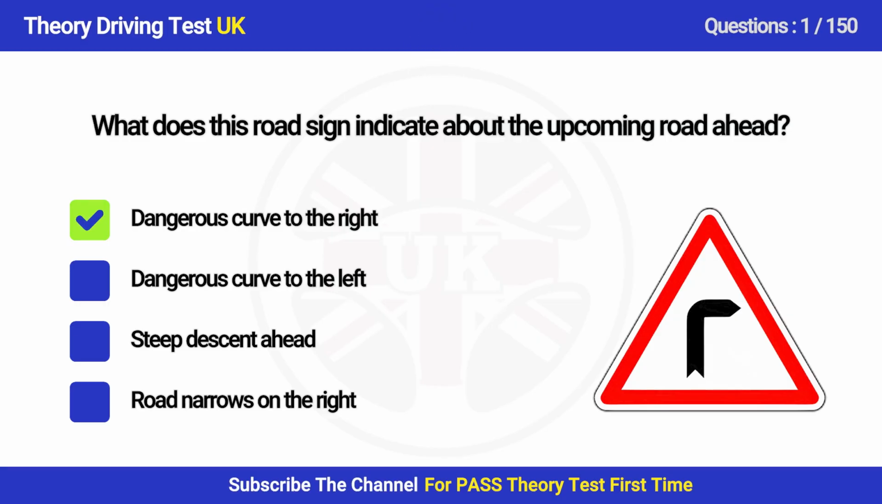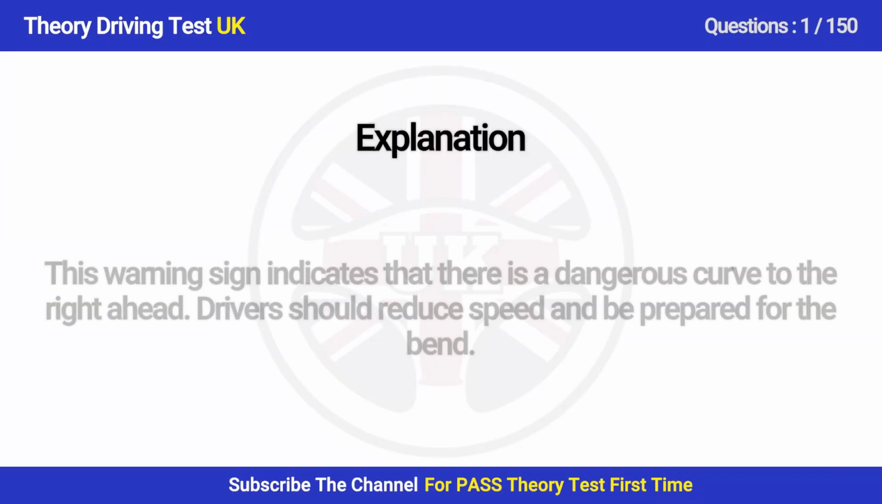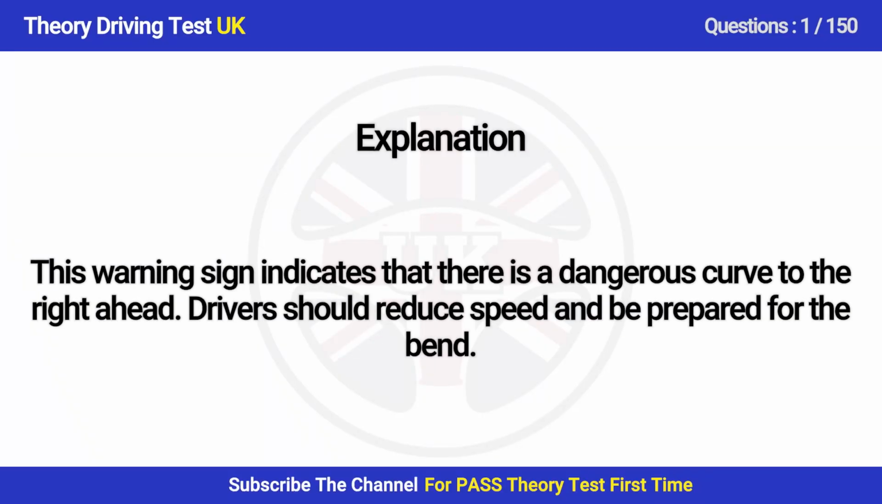Answer is A. Dangerous curve to the right. This warning sign indicates that there is a dangerous curve to the right ahead. Drivers should reduce speed and be prepared for the bend.